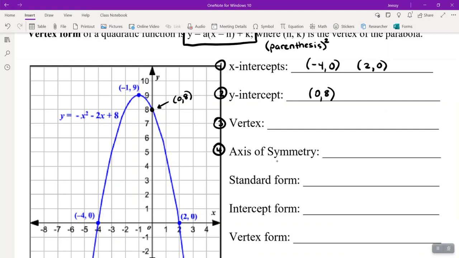For the vertex, who's going to share? Kaladu. (-1, 9). Correct. That's the vertex. And is this a maximum or a minimum, Kaladu? It's a maximum, okay? Axis of symmetry.